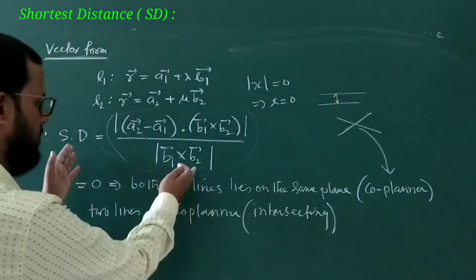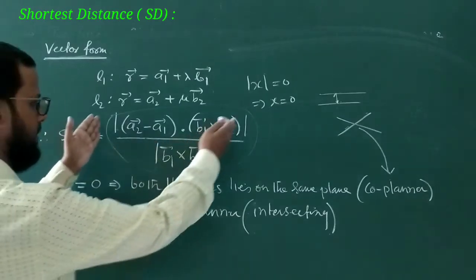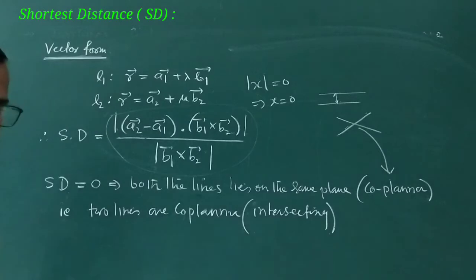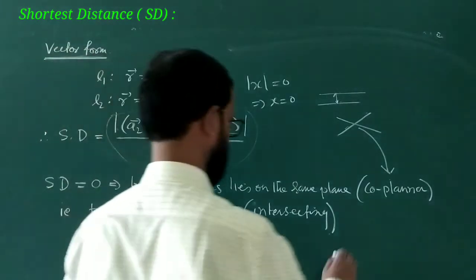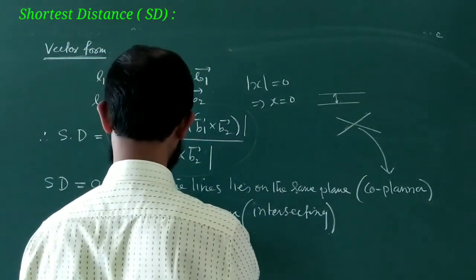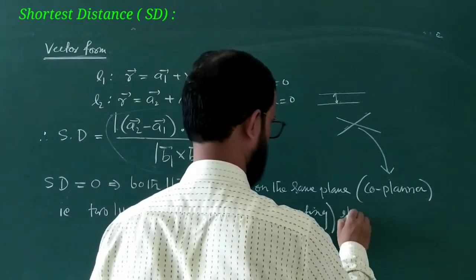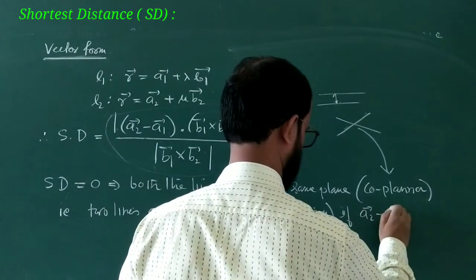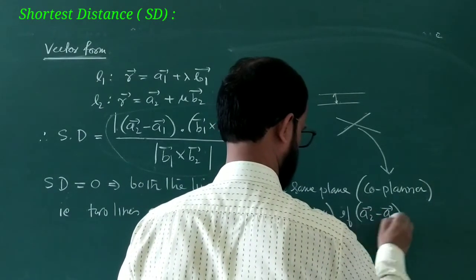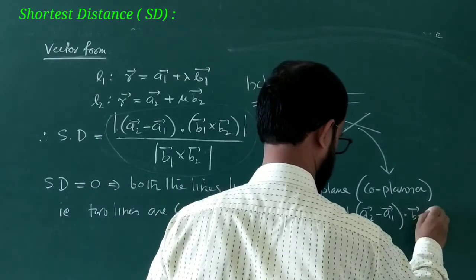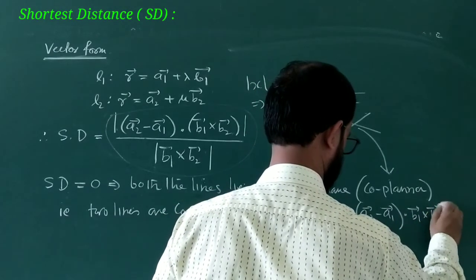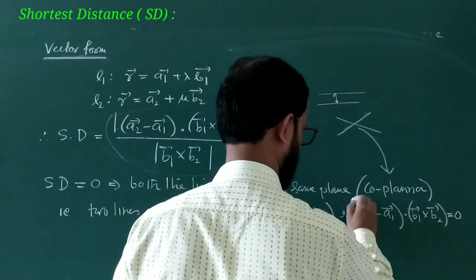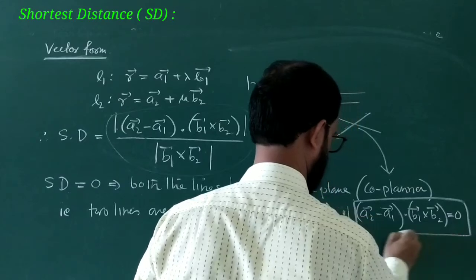ठीक है, तो ये क्रॉस करके 0 हो जाएगा, ये रहेगा, दिस इज इक्वल टू 0, एंड फाइनली द इनसाइड पार्ट ऑफ द मॉडुलस विल बी 0. दैट इज कोप्लानर कंडीशन. Two lines are coplanar if the condition is: A2 vector minus A1 vector dot B1 cross B2 is equal to 0. This is very very important, beautiful results.